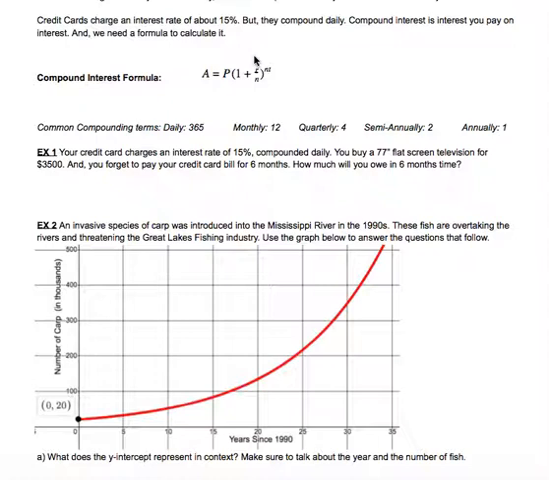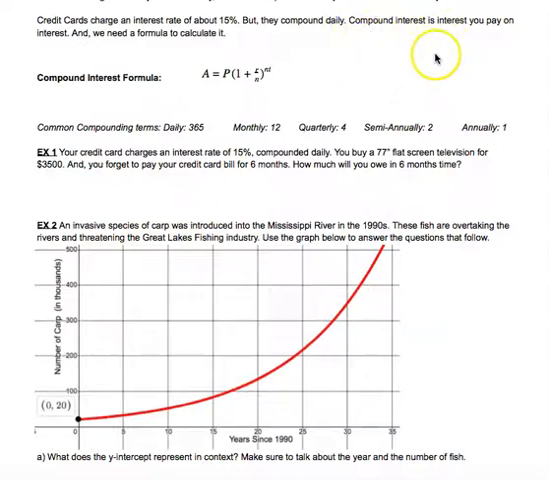So when you are using a credit card to buy something, even at a small cost, if you don't pay it off, you are going to end up paying so much more than what the item actually cost. So, word to the wise, don't put anything on a credit card that you can't afford to pay off at the end of that month.